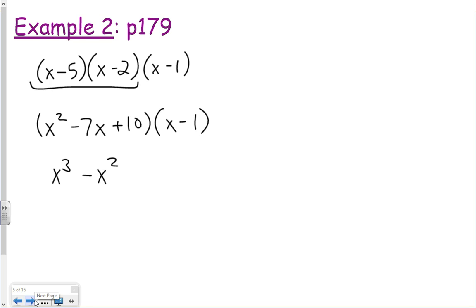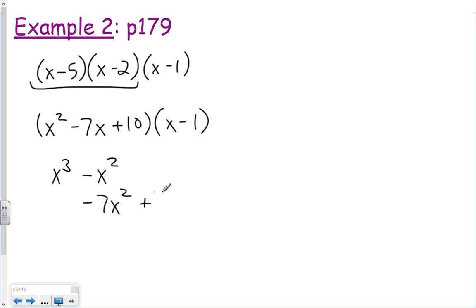Now technically there will be some terms I can combine here, but I'm going to keep them separate for right now. And now move on to the negative 7x. The negative 7x gets multiplied by the x, so that gives me a minus 7x squared. I'm going to just write that down below there so I can see that I can combine those two. And then I have the negative 7x times the negative 1.